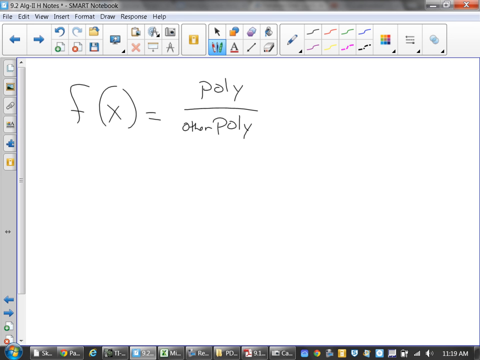The way the book and everybody else writes it is: f of x for a rational expression is some p of x divided by q of x, where p and q are functions. That's all it is, and they're polynomials.